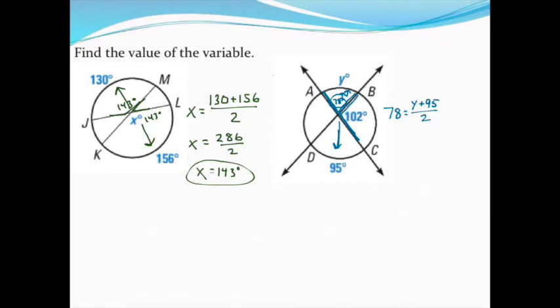My favorite way to solve these, what I like to do first, is get rid of that divide by 2. The opposite of dividing by 2 is to multiply by 2. So I double both sides right away to get rid of that divide by 2 if I have an equation like this. So doubling 78 gets me 156. Equals y plus 95, because the 2's have crossed out. From there, I'll simply subtract 95 from both sides and find out that y, the arc I'm trying to find, is 61 degrees.